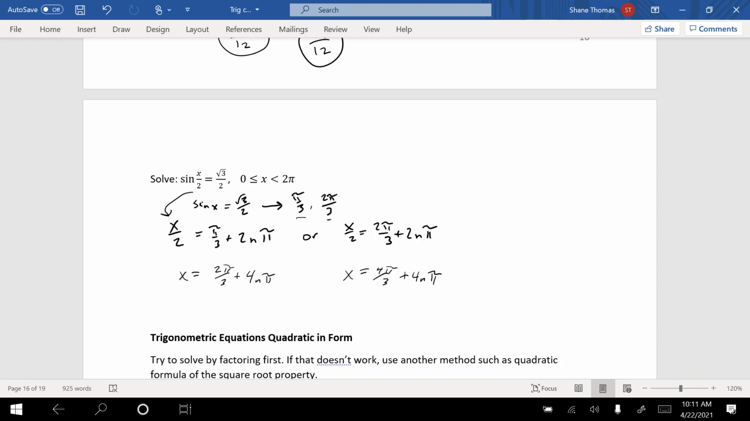It's going to be a lot easier on us because I can plug in n equals 0, right? If I plug in n equals 0 to the first one, the 4n pi goes away, leaving me with what? 2/3 pi, right? I can plug 0 into the second one. It's going to leave me with 4 pi over 3. Now, as soon as I put a 1 in, now I'm adding 4 pi to both of those, aren't I? I can't add 4 pi and still be less than 2 pi. There's no way, is there? Okay, I'm done. There's my two answers.